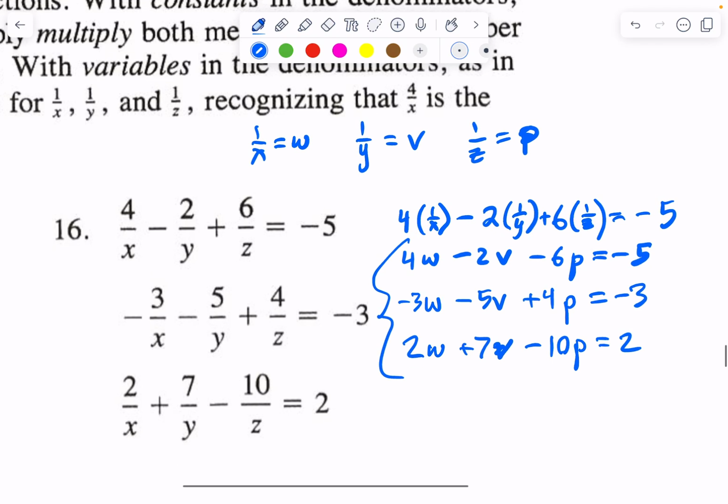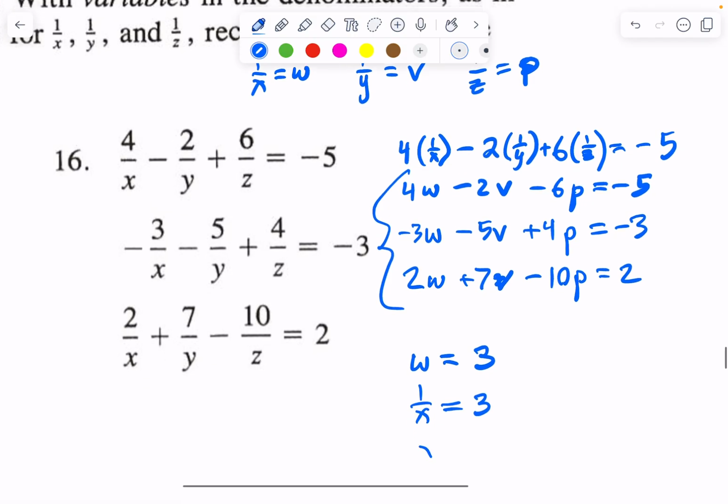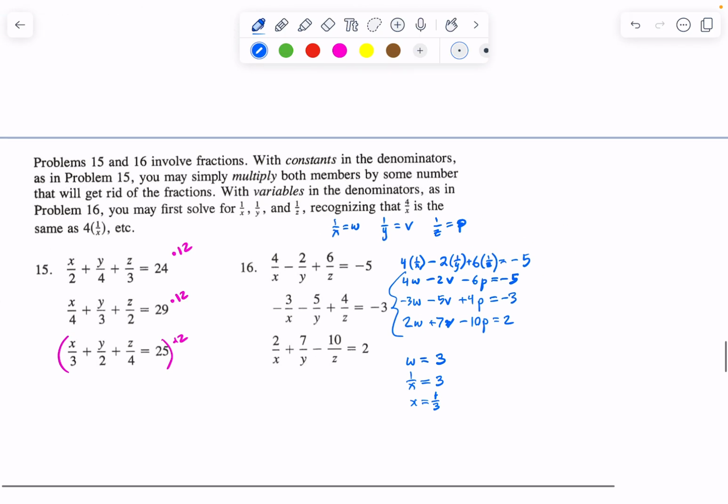And then at the very end, if you get, for example, w is 3, well, we know that means 1 over x equals 3. And so we just flip both sides over and we go, oh, that means x is 1/3, right? So that's the easy way to do it when all 3 variables are on the bottom. You really just solve for the reciprocal, treat it as though 1 over x was the variable. And then at the very end, you just get whatever your answer is, you flip it over. So that's the easy way to do a problem like that, if you were to encounter one.